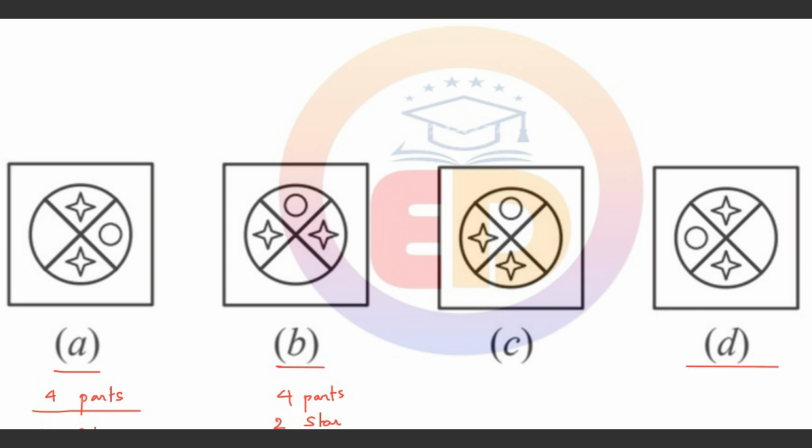In the figure D, the circle is divided into 4 parts, and the 2 stars are opposite to each other. However, in the figure C, circle is divided into 4 parts, but the 2 stars are not opposite to each other, they are adjacent to each other. So that will be our answer, third option C.